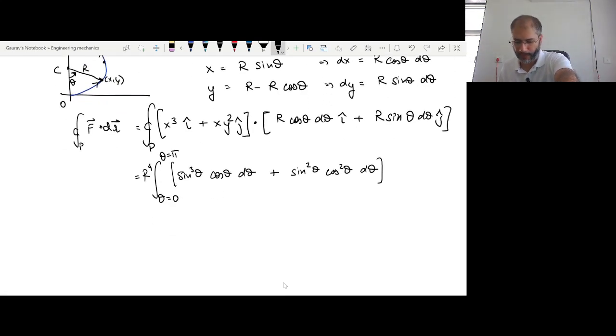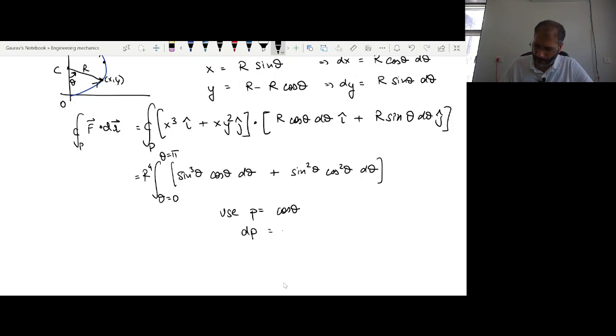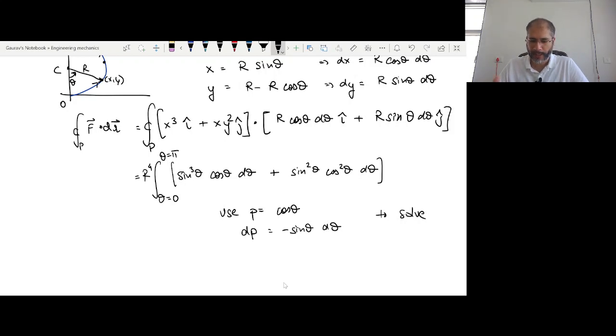Okay, so this integral is not a very difficult integral to solve. This can easily be solved if you use some substitution. I think cos theta equal to some variable, let's say p. So I'll leave it to you to solve this integral, but what I wanted to show you was how to solve these line integrals for non-conservative forces using parametric forms.